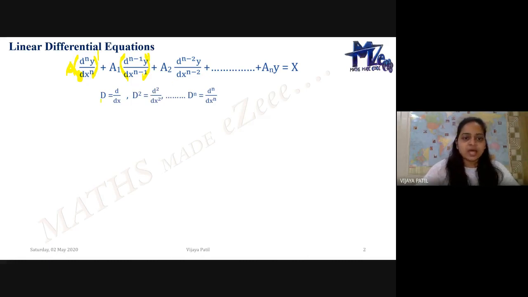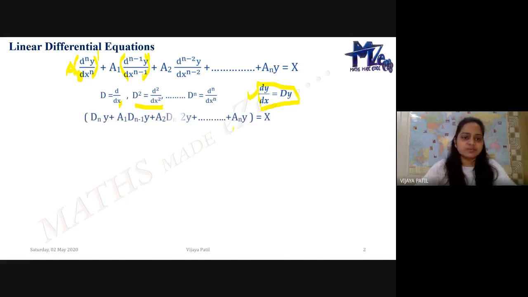Okay, let us introduce the differential operator. D is equal to d upon dx, which means D square is the same as d square upon dx square, and so on. If I have a different variable here, my D will change accordingly. But right now, throughout this, we will be considering capital D as d upon dx. So if I operate it on y, it will give me dy upon dx, which is nothing but Dy. This is also one of the notations to go ahead with.